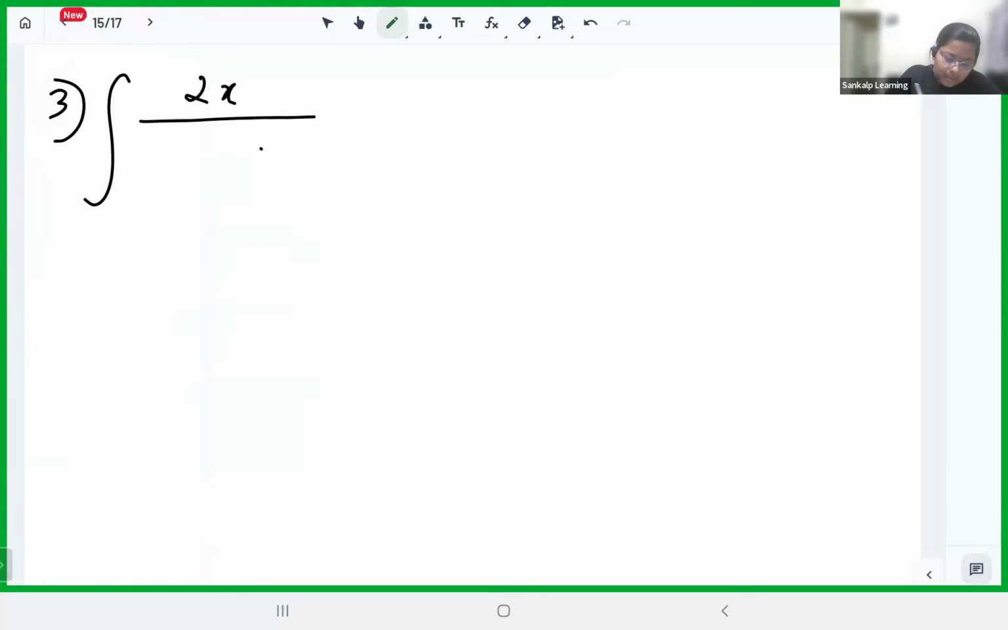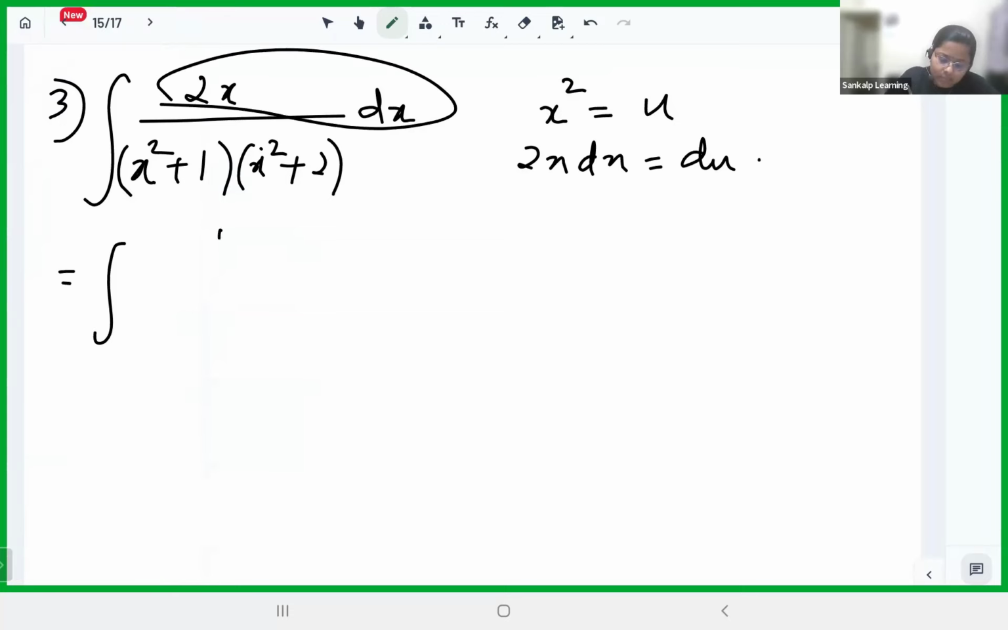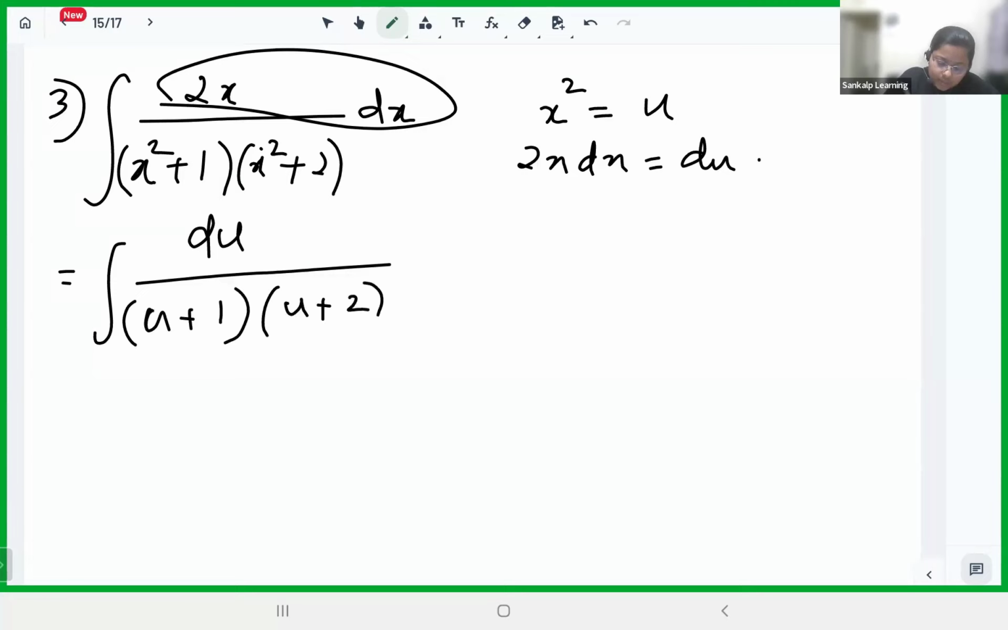The integral of 2x by x square plus 1 into x square plus 2 dx. Here I'm going to make a substitution. I'm going to put x square equal to u. So 2x dx is equal to du. Now this integral becomes du by u plus 1 into u plus 2.